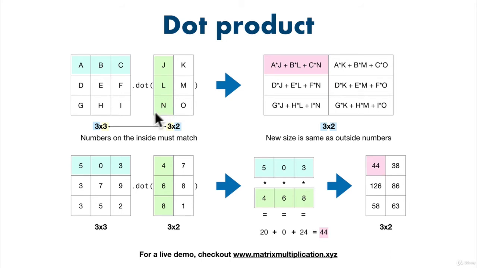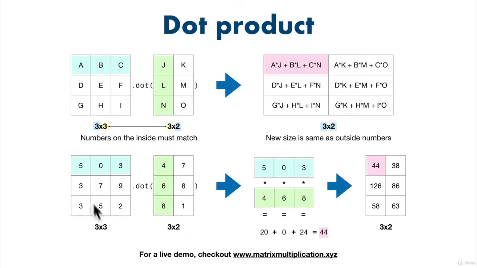So for a dot product to happen between two matrices, if you put their dimensions side by side, this 3 matches this 3. This matrix here has 3 rows, and so does this one. And now the resulting matrix is the size of the outside numbers. So the dimensions of this resulting matrix are 3 by 2, because the outside numbers of these two matrices are 3 and 2. Okay, so we've got that. For a dot product to happen, the inside numbers must match.